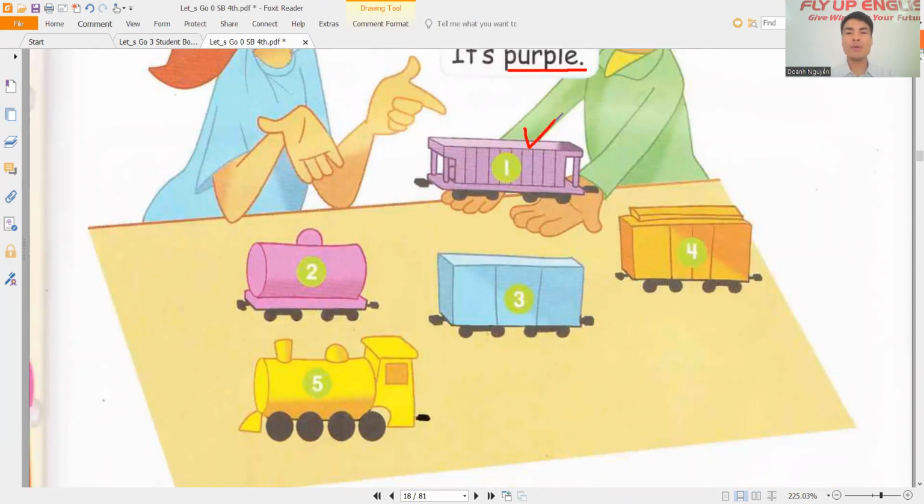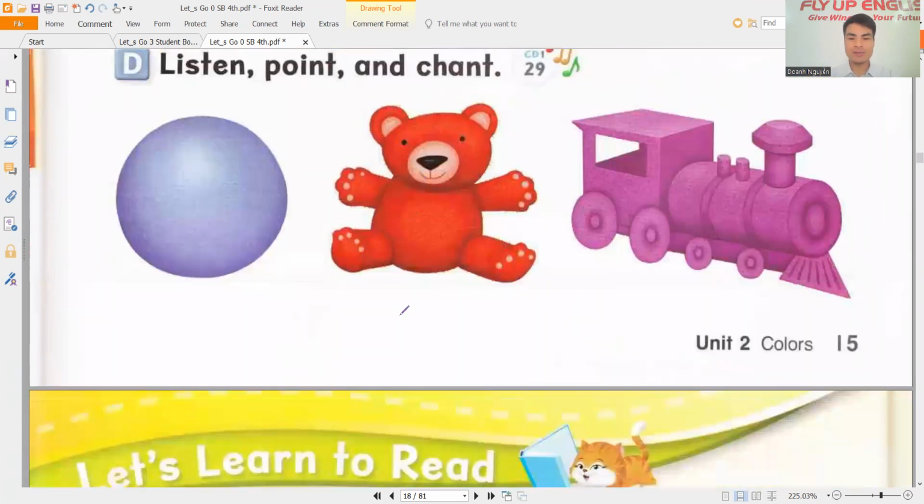Now, what color is it? It's purple. What color is it? It's pink. What color is it? It's blue. What color is it? It's orange. What color is it? It's yellow. Okay, now.